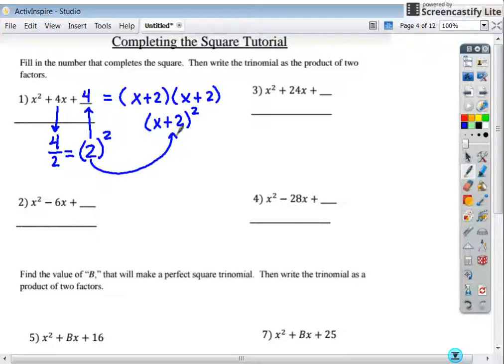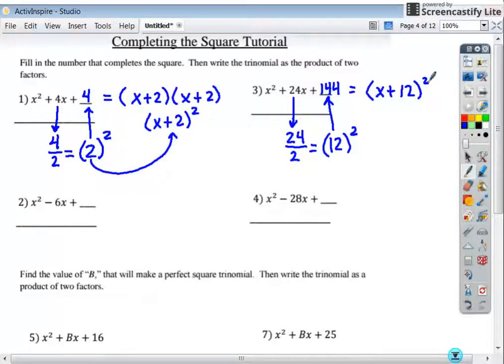All right, so on number 2, I'm going to take 24 divided by 2, which gives me 12, and then square that number. That's the number that's going to go in the blank there. So to write this as the product of two factors, we're going to write this as x plus this number here, 12, quantity squared.